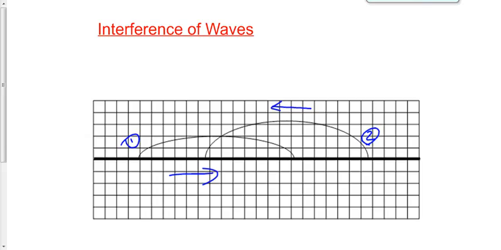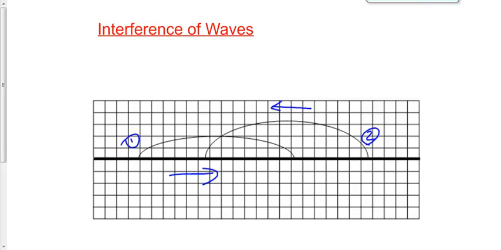What matters is that at this specific moment in time, this is what the wave's positions are. Regardless of which way they're going, the pattern that we're going to see as a result of these 2 waves encountering each other is going to look exactly the same at this moment in time, as long as the positions of the waves are exactly as they are right now.